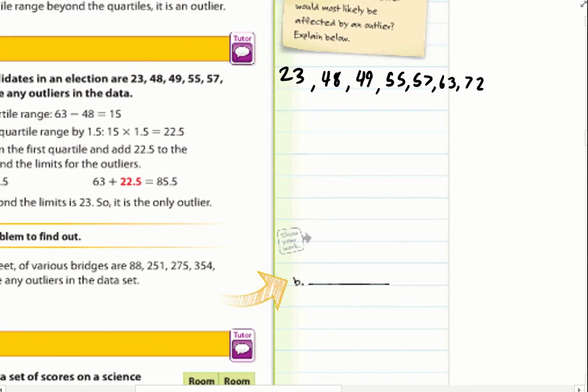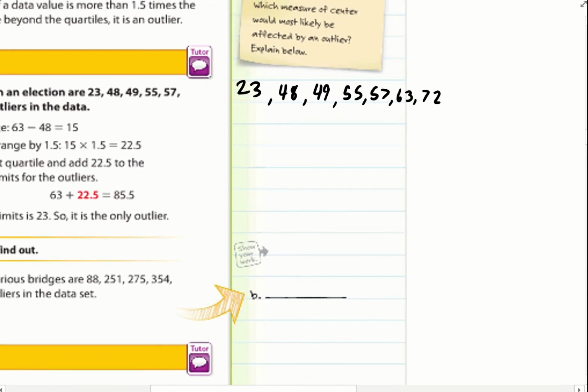But first we have to find the interquartile range. And how we do that is first we have to find Q3 and Q1. So our median is the one in the middle, so that's 55. Now if I look at my first half, 48 is my Q1, and in my second half, the one in the middle is 63. So my Q3 is 63.